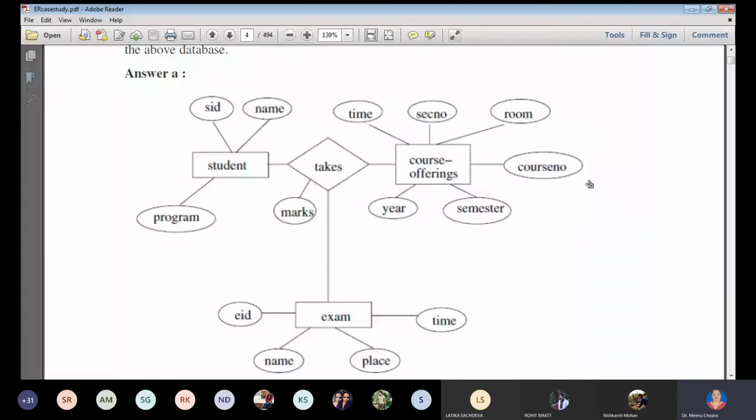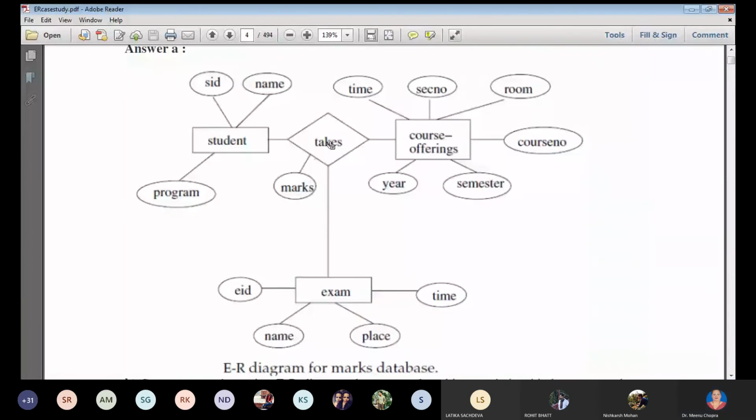Now there is no course entity here. So course offering is making a strong entity. There is no course entity here, so that is why course offering is your strong entity. And these are its attributes. Similarly, takes is the relationship and marks is your attribute. An exam. So this is a relationship that is actually showing. So with tertiary you can show many-to-many. Many students can take many courses. Many students can sit in many exams. So these are your tertiary, in which you can show many relationships.